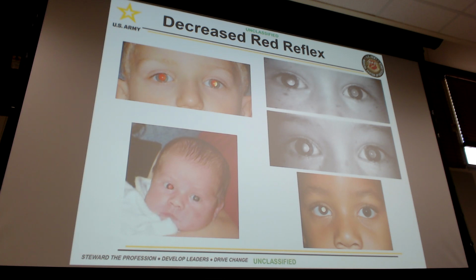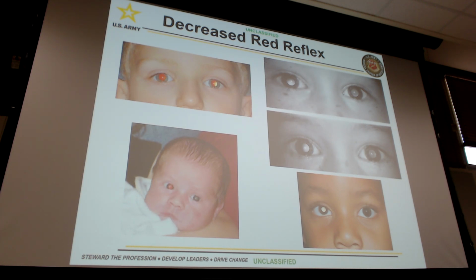Okay, this is a picture of what a decreased red reflex looks like. In normal patients, the red reflex should be uniform in both eyes. Okay, if you have a decrease in the red reflex, that's typically the bad eye. Okay. So, like in the upper left picture, the patient's right eye, or if you're looking at it, the eye on the left has a nice red reflex. The eye on the right, that one looks weird. Okay.